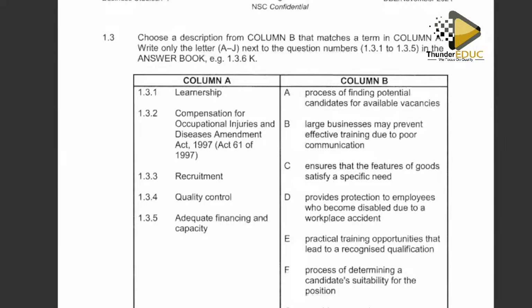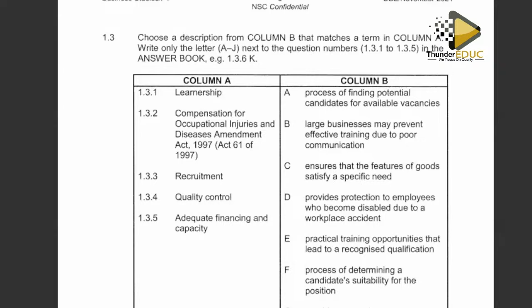Okay, right. So now 1.3, column A, we are given the set of terms or the set of concepts. While in column B, we can either be given description, definitions, characteristics, features, the functions, and the likes. So now 1.3 reads as follows. Choose a description from column B that matches a term in column A. Write only the letter A to J next to the question numbers 1.3.1 to 1.3.5 in the answer book.